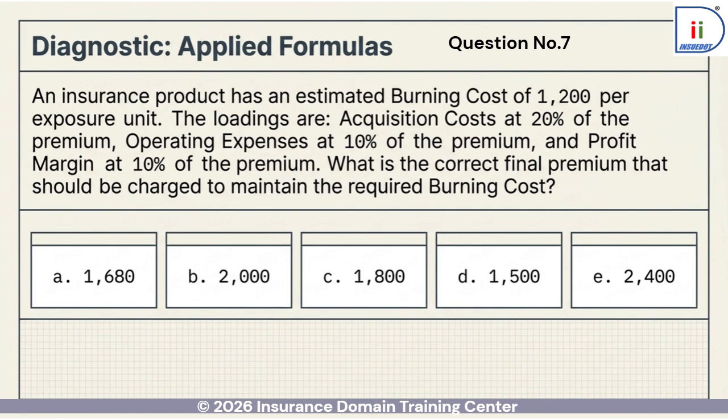Next question number 7. An insurance product has an estimated burning cost of 1,200 per exposure unit. The loadings are acquisition costs at 20% of the premium, operating expenses at 10% of the premium, and profit margin at 10% of the premium. What is the correct final premium that should be charged to maintain the required burning cost? Read all the options.